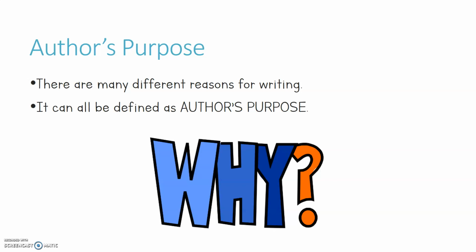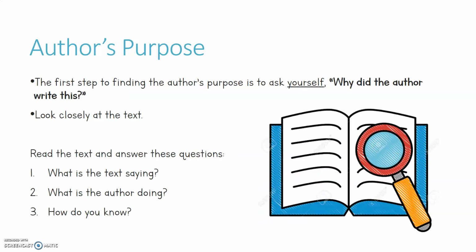Remember, that's asking why. The first step to finding the author's purpose is to ask yourself, why did the author write this? And to do so, we look closely at the text. So when you choose your book or article this week, I want you to answer these questions to help you. Number 1, what is the text saying? Number 2, what is the author doing? And 3, how do you know?